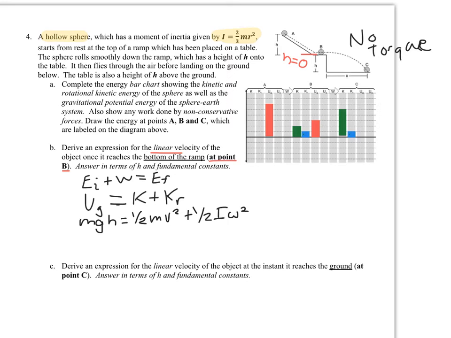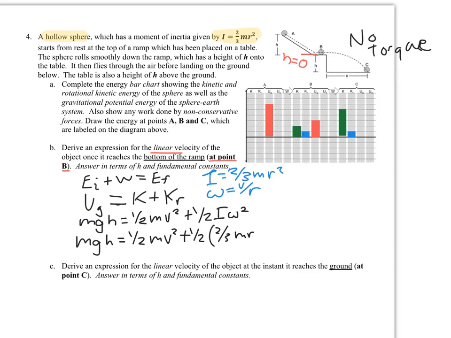Two substitutions I'm going to make here. Number one, I know that my moment of inertia for the hollow sphere, and again, yours may have been different, but for the hollow sphere was 2/3 mr squared. I also can say that omega is just v over r, so omega squared is v squared over r squared. So when I make those substitutions, I have mgh equals 1/2 mv squared plus 1/2 times 2/3 mr squared times v squared over r squared.